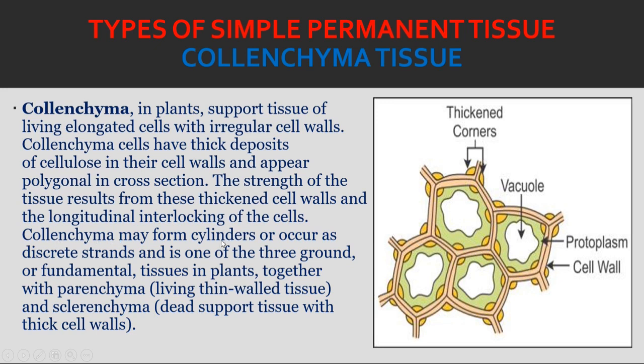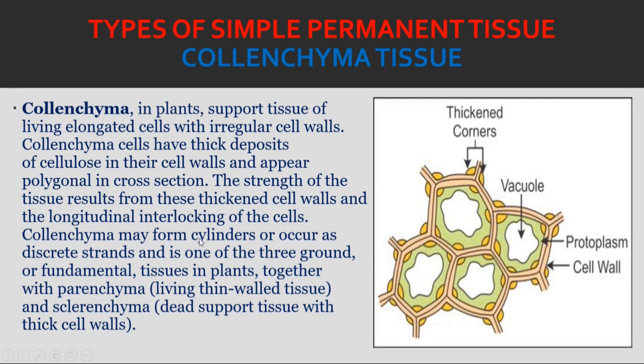And then collenchyma may form cylinders or occur as discrete strands, and is one of the three ground or fundamental tissues in plants, together with parenchyma, living thin-walled tissue, and sclerenchyma, dead support tissue with thick cell walls.